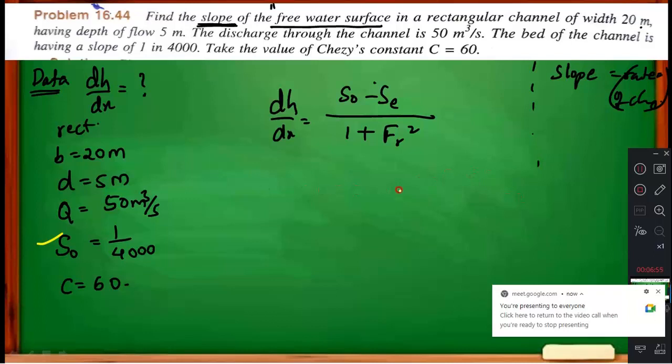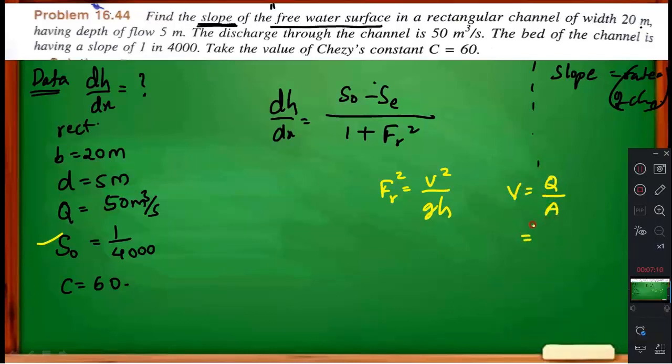What is the Fr formula? Fr square is equal to V square by gH. H is known, g is known, and V square is not known. Therefore, V is equal to Q by A. Then, what is the area?